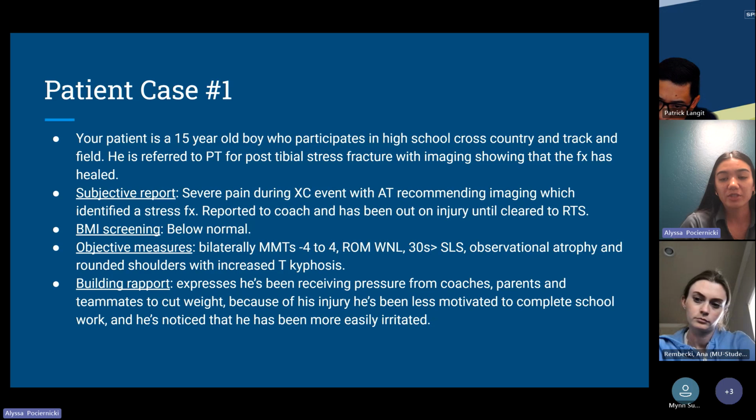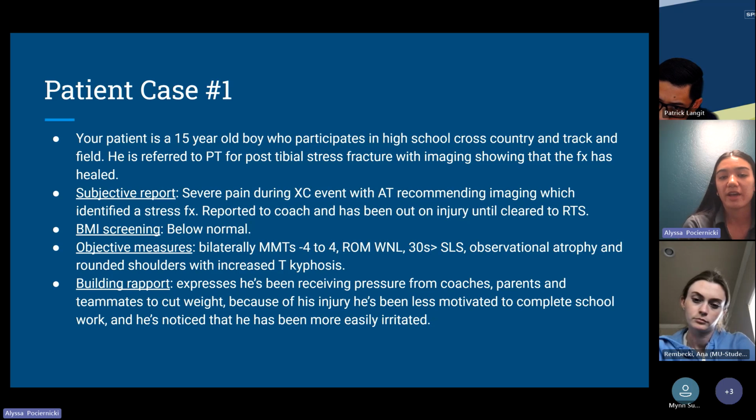And then in objective measures, while you're taking him through the objective portion of his evaluation, bilaterally, his MMTs are 4- to 4, which could be pretty normal considering the fact that he hasn't been playing very often and he did have a stress fracture, so he wasn't being active at the time. His range of motion is within normal limits. His stability is pretty poor. He can't really hold a single leg stance for very long.